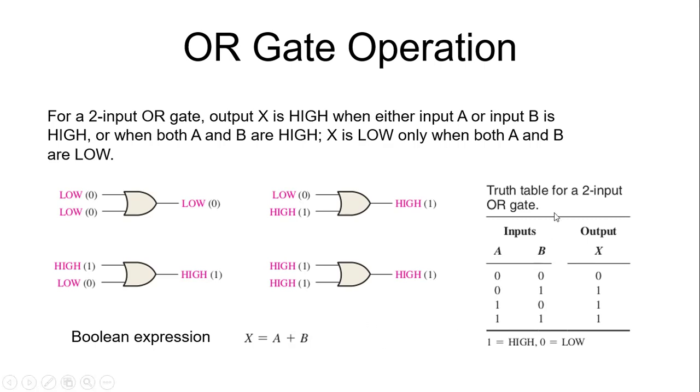The truth table of a two input OR gate. So again we have two inputs, so we have four possible combinations of input. The first combination is 0 0. When both the inputs are 0, the output is 0. In these three cases, when any of the inputs or both inputs are high, the output is high. This is 0 1. For 0 1 the output is high, for 1 0 the output is high, for 1 1 the output is high. So this is what an OR gate operation is.